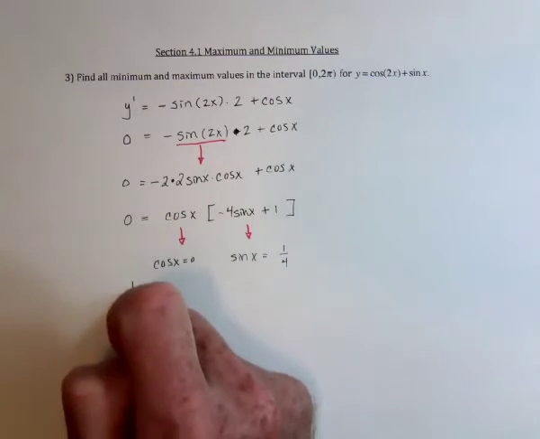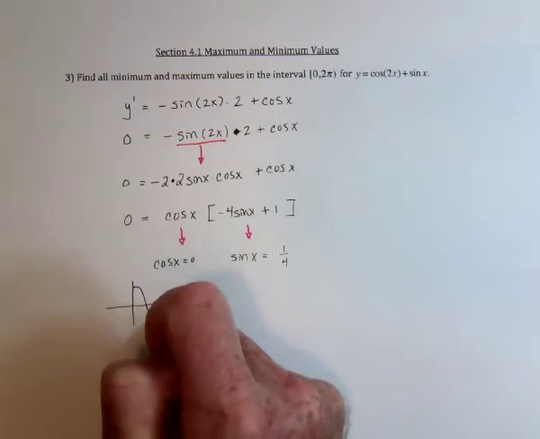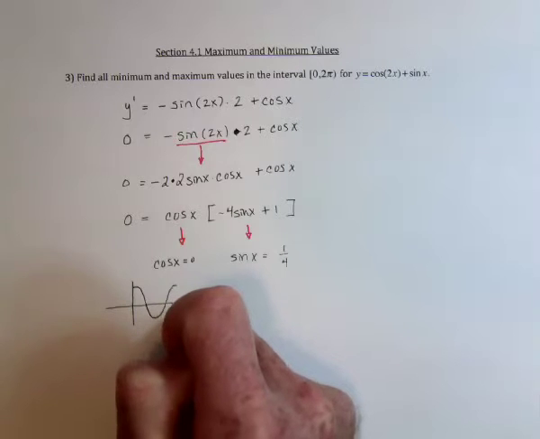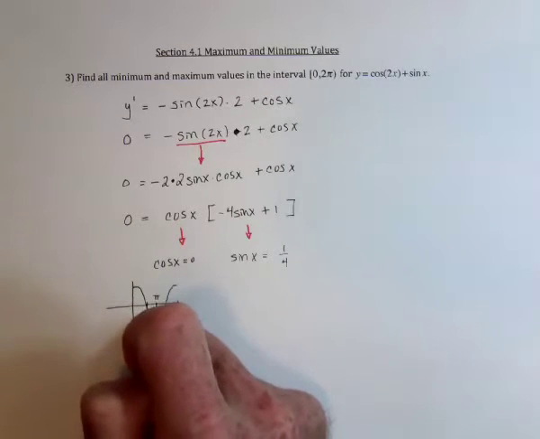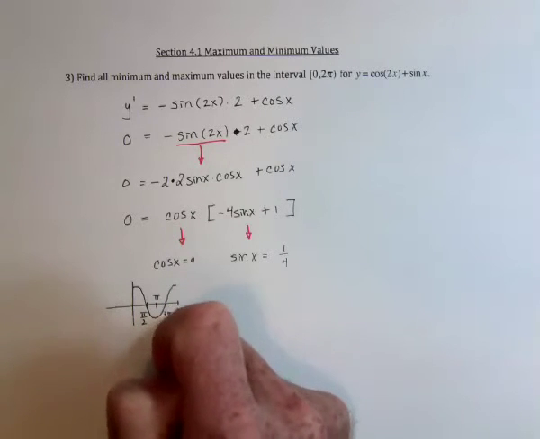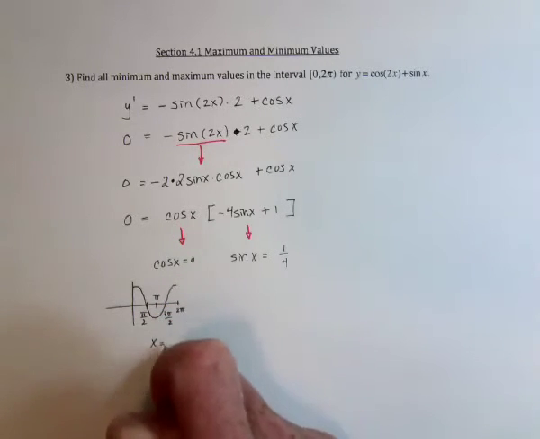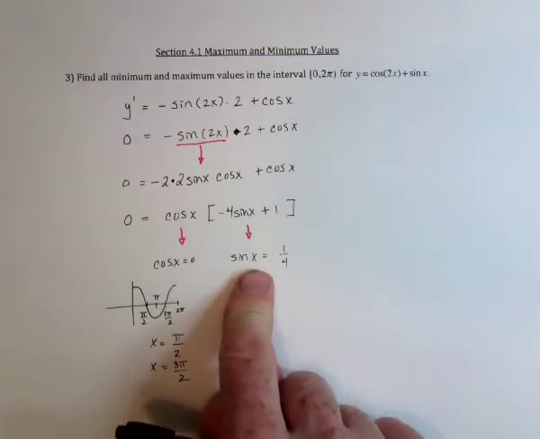Well, this one I can do even without a calculator. Cosine graph looks like this from 0 to 2 pi. In the middle would be pi. Right here would be pi over 2. And right here, 3 pi over 2. So it looks like we've got 2 of the answers already. Now we need to find 2 more from this.